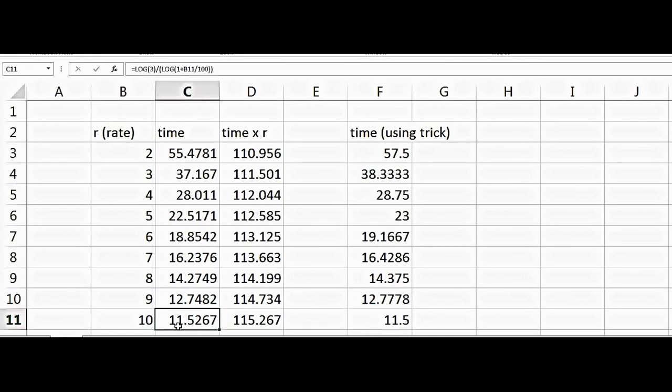It's 11.52 and this is 11.5. So if you use this trick, we don't get the exact number, but we get an approximation for the time it should take, and that could be very handy when you are thinking about different investments and you want to get a quick sense, or quick numbers in your mind.